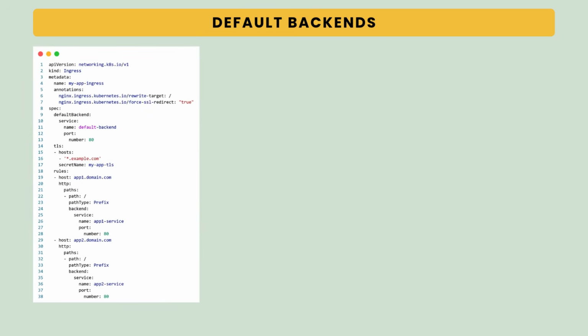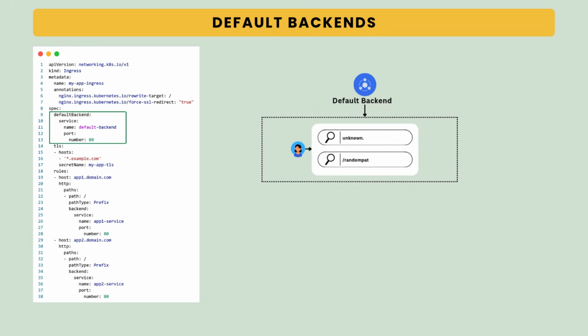Now let's check out this YAML. Here we are adding a default backend at the top level of the Ingress specification. The default backend points to the service, in this case, default backend, which will handle any request that does not match a host or a path rule. The rest of the ingress works the same.